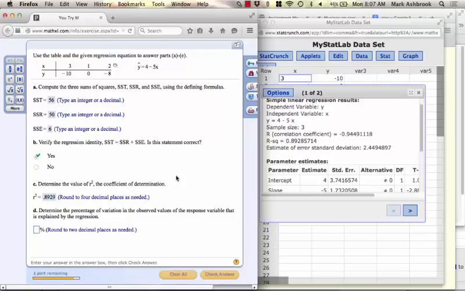Okay, determine the percentage of variation in the observed values of the response variable that is explained by the regression. Well, that's exactly what this tells us, but we just need it as a percent now. So they want to round it to 2 decimal places. So 89% of the variation is due to the variation from the model, variation from the regression.